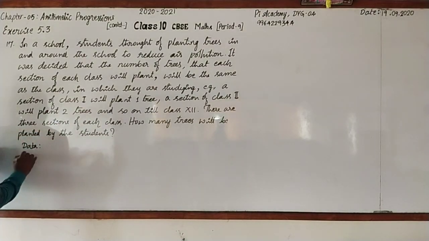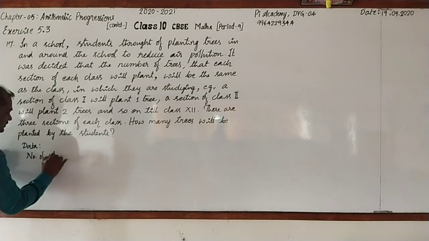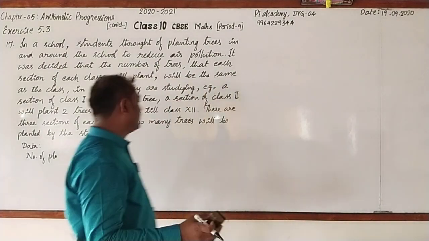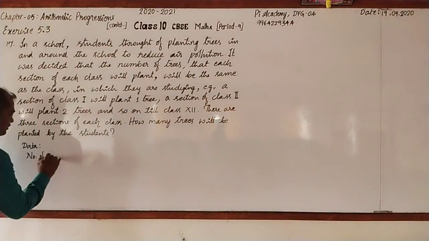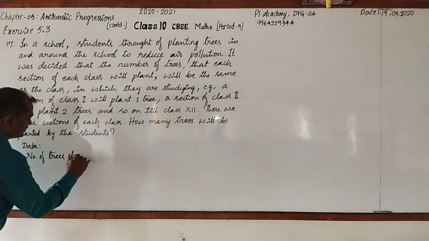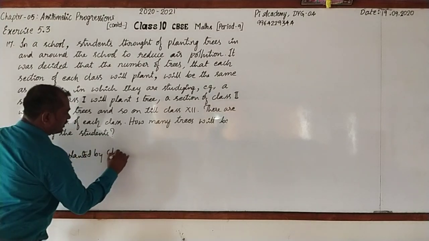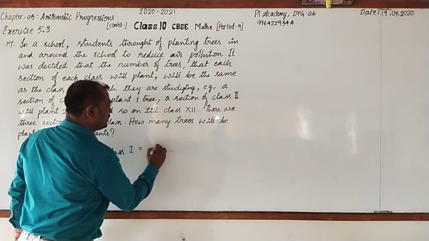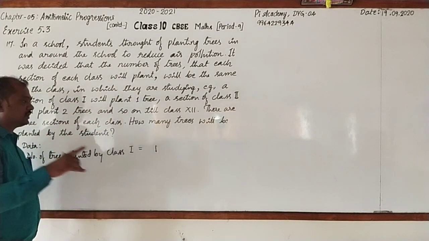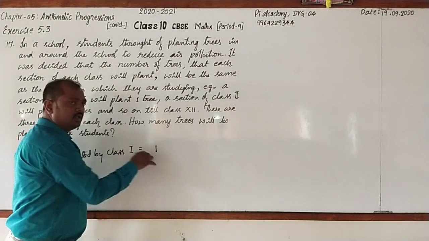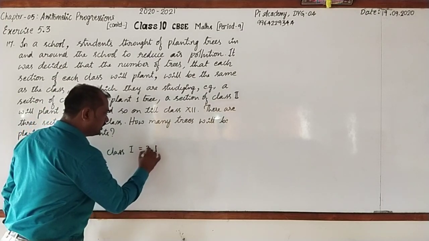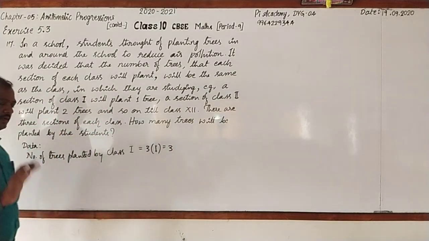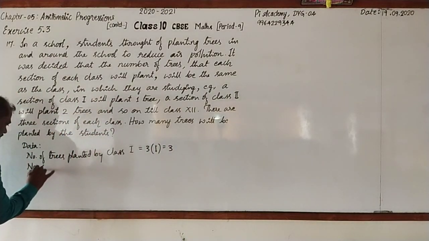Here I'll write number of trees planted by class first. How many? One section of class first will plant 1 tree. Total 3 sections are there. So it is 3 into 1, this is 3. Clear?